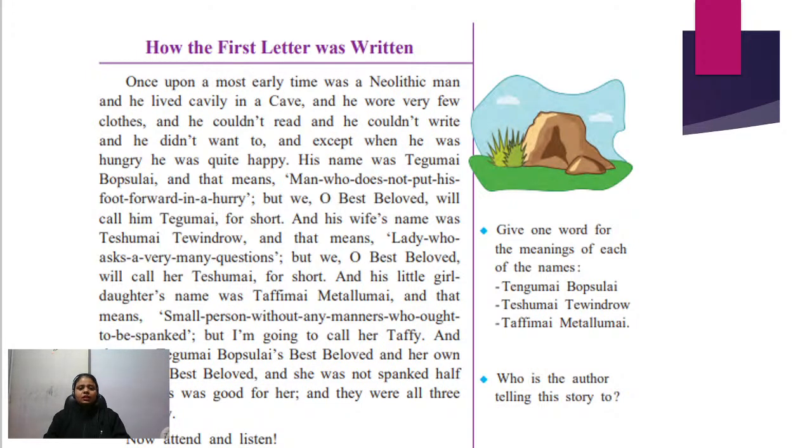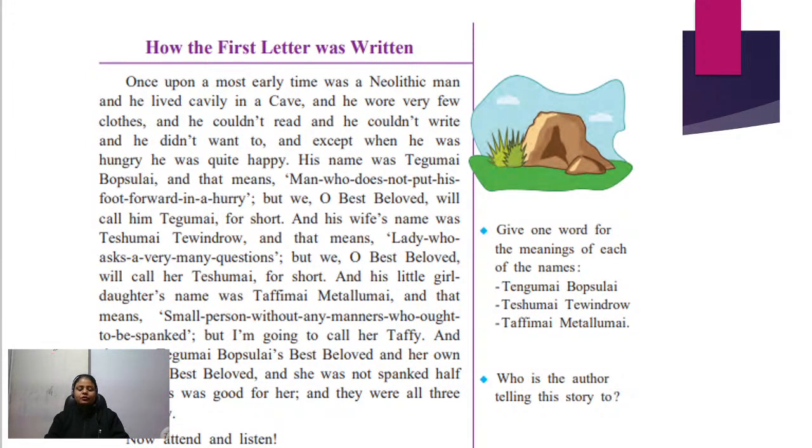So here we can say his name was Tegumai Bopuslai, and that means man who does not put his foot forward in a hurry. But we, oh best beloved, will call him Tegumai for short. And his wife's name was Teshumai Tewindrow, and that means lady who asked many questions. But we, oh best beloved, will call her Teshumai. Then there is a little girl, the daughter of this Tegumai, and her name is Chefimai Metalmai, and that means small person without any manners who ought to be spanked. But we are going to call her Taffy, and she was Tegumai Bopuslai's best beloved and her own mummy's best beloved. And she was not spanked half as much as was good for her. And they were all three happy, staying together.